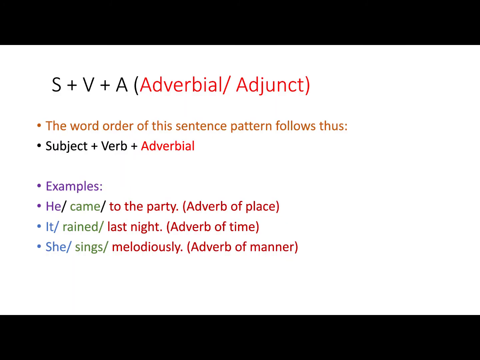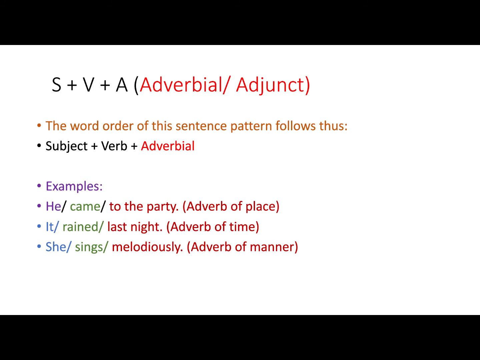Here comes the 6th basic sentence pattern in English, and the word order of this sentence pattern follows thus: subject plus verb plus adverbial or adjunct. इस पैटर्न को आइडेंटिफाई करने के लिए आपको एडवर्ब का मीनिंग और एडवर्ब आइडेंटिफाई करना आना चाहिए. So, let's know what's an adverbial.